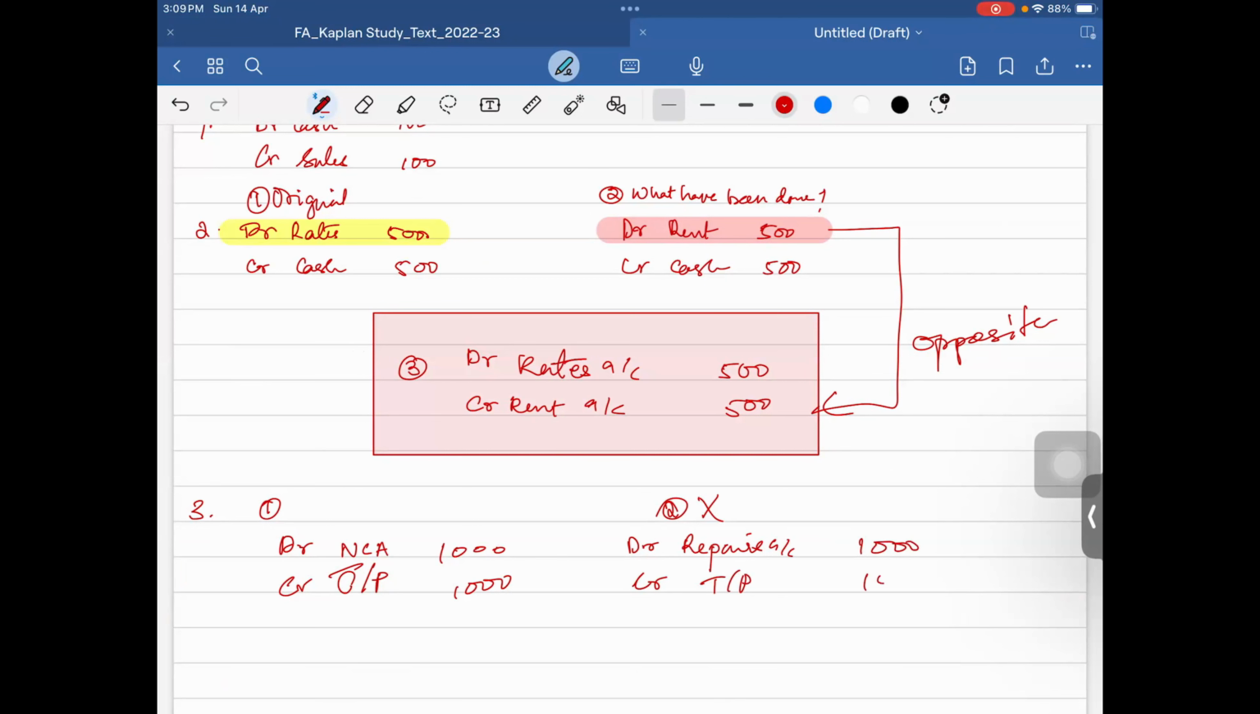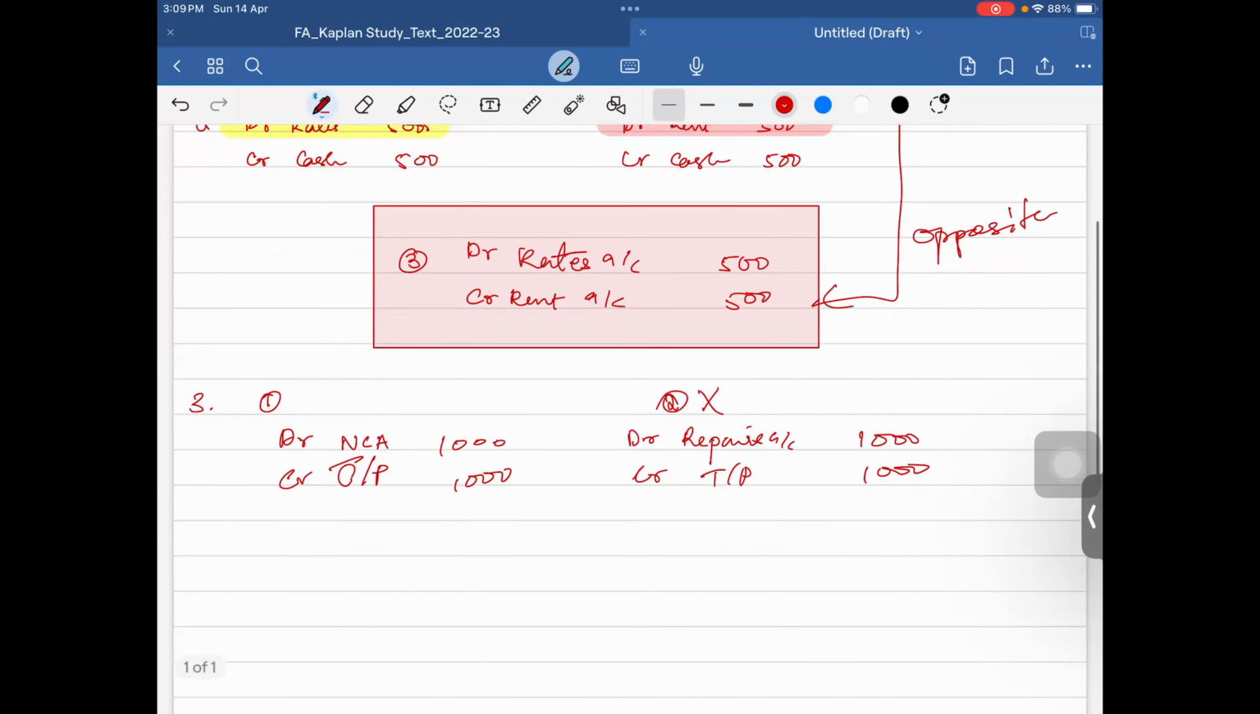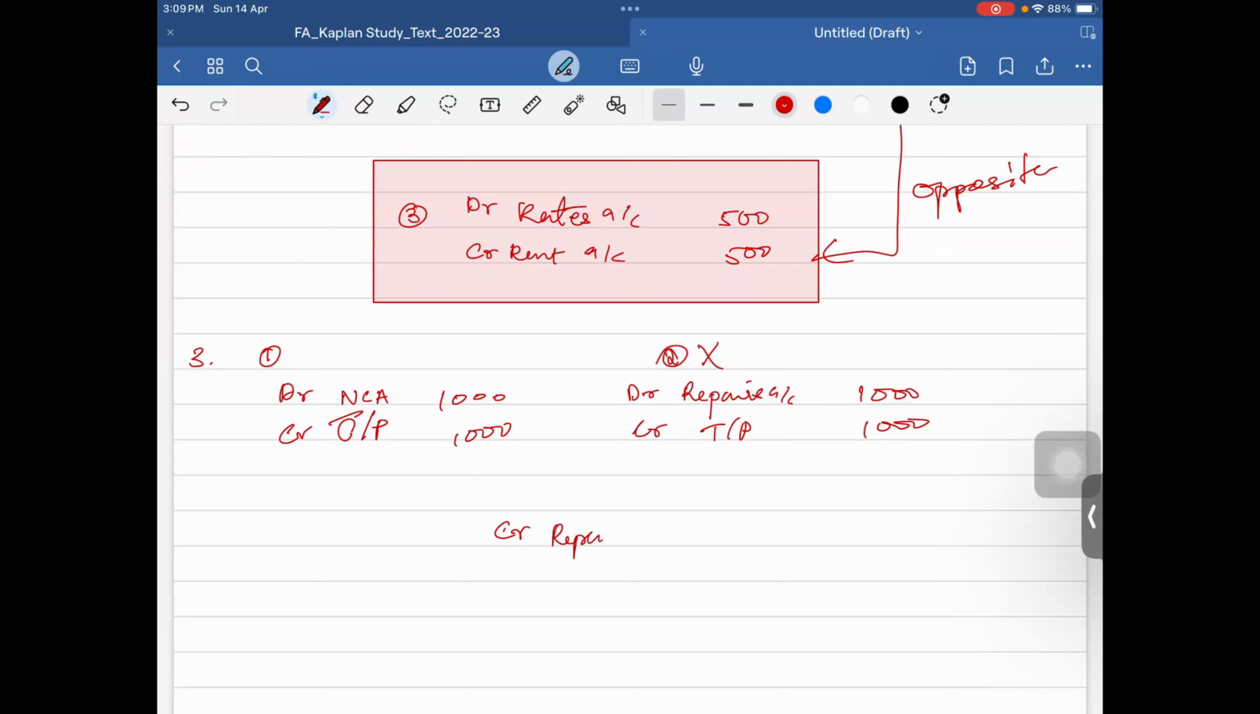Okay. So in order to correct it, what should we do? We are going to credit the repairs and cancel it. And we are going to debit the original NCA as it is. Clear? Let's see the fourth one.